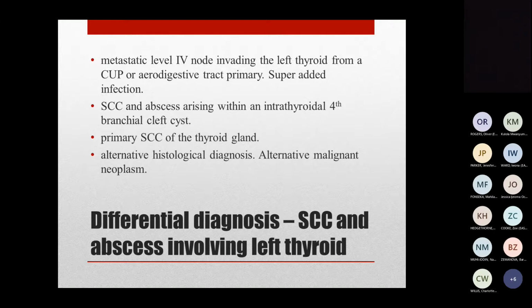carcinoma and an abscess in the left thyroid would include, first, a metastatic level 4 node which had invaded the thyroid, or level 3, which invaded the thyroid from an underlying occult primary of the aerodigestive tract and then became infected. Second, a squamous cell carcinoma and abscess within an intrathyroidal fourth branchial cleft cyst. Number 3, could it be a primary squamous cell carcinoma arising within the thyroid gland itself? Or do we have an alternative diagnosis here? Is our histology incorrect?